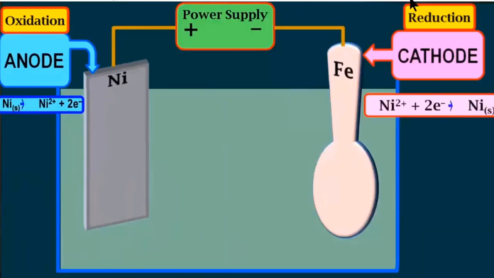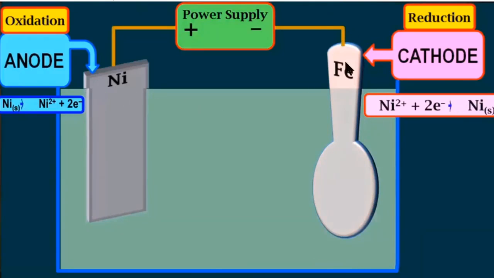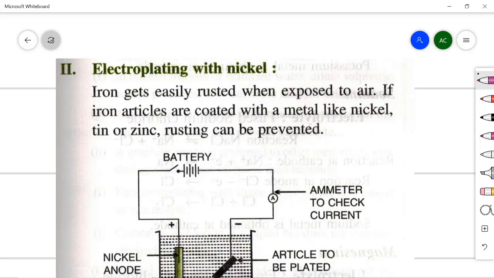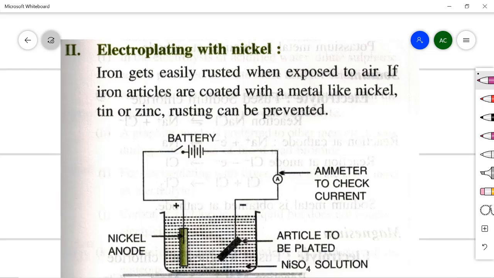So now let's see in both the cases what is happening here. At the anode this reaction is happening, at the cathode this reaction is happening. The full iron spoon will be coated with nickel metal. So you have seen in the diagram, or in the video, how electroplating with nickel was done. So let's check the text from your book.